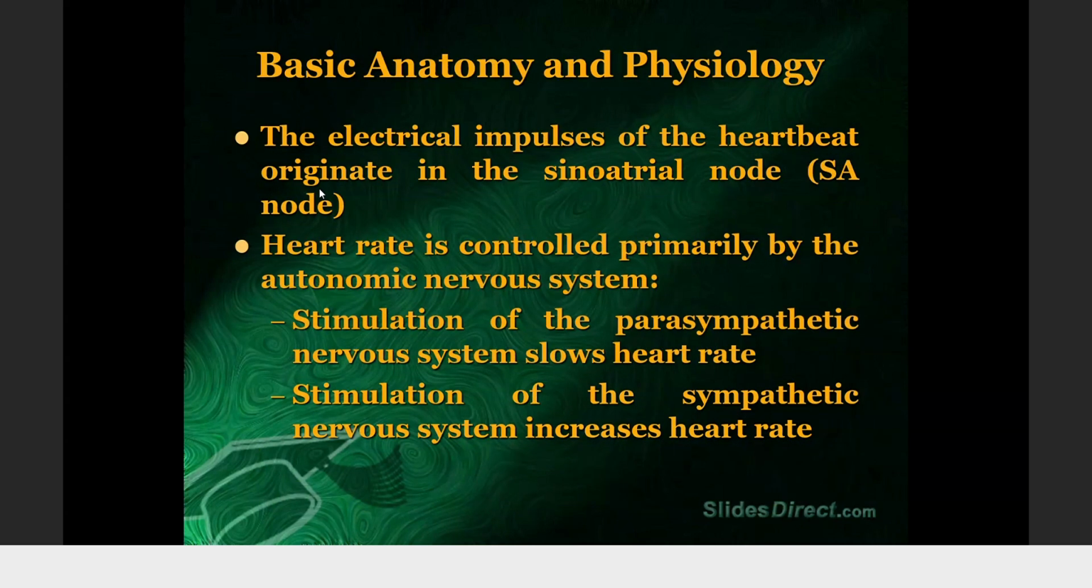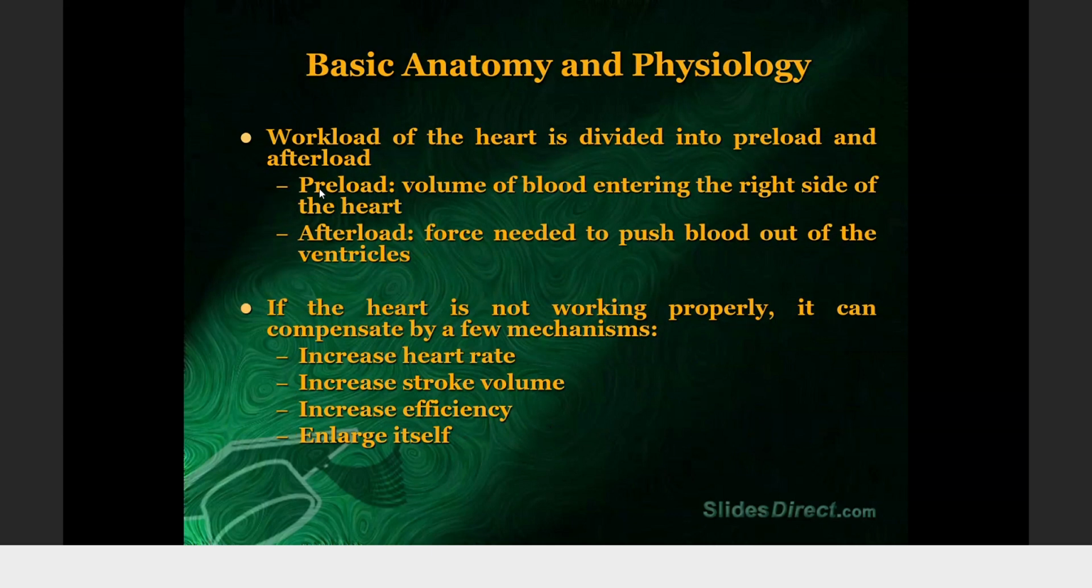The electrical impulse of the heart originates from the sinoatrial node. Heart rate is primarily controlled by stimulation of the nervous system, the parasympathetic and also the sympathetic. You remember from the previous lecture that we had on the parasympathetic and sympathetic nervous system. The workload of the heart is divided into preload and afterload. I think this has already been covered by the Prof in the previous lectures on physiology.